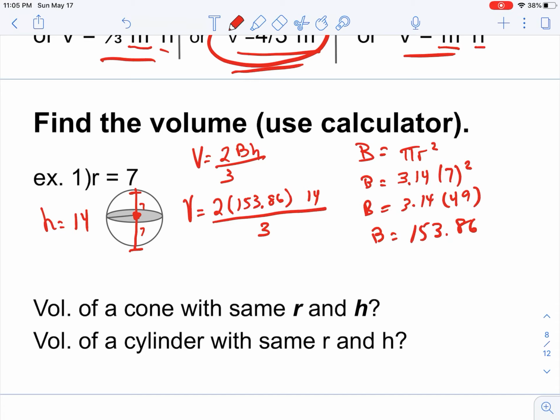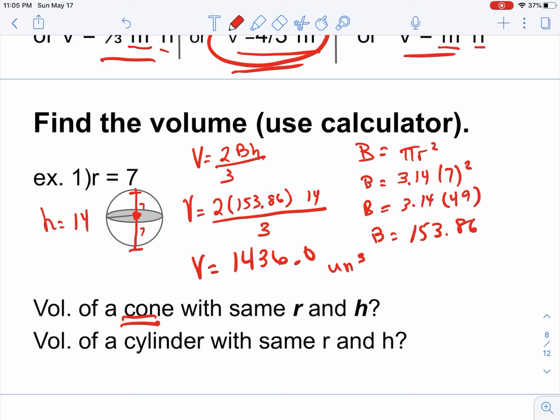Okay, so just go ahead and plug and chug. So we've got 2 times 153.86 times 14, divided by 3. So that whole thing comes out to 1436, and we'll just round to the nearest tenth, which would be 0. So let's just leave it at that. Okay, and that is our volume. So let's say units cubed.